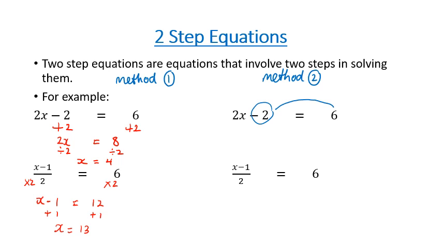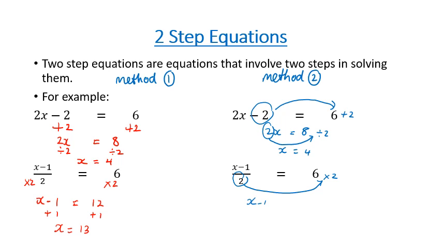Now I'll do it with method 2. The negative 2 comes across, becomes a plus 2. That leaves me with 2x equaling 8. This 2, which is multiplied by 2, becomes over and becomes divided by 2. X therefore equals 4.